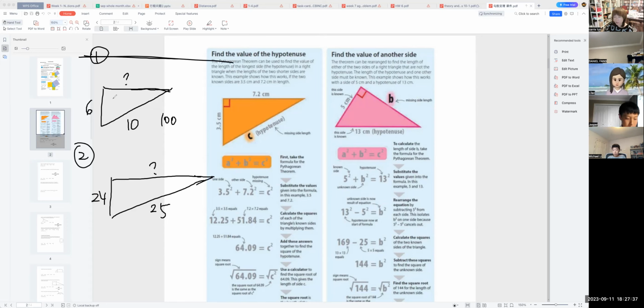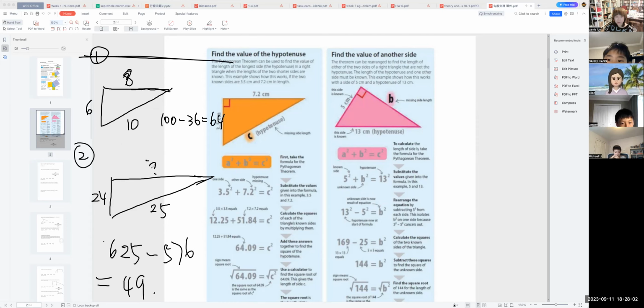So 100 minus 36 equals 64. So 64 equals 8 squared, so this is 8. And 25 squared equals what? 625. Thank you. Okay, so minus 576 equals 49. So 49 equals 7 squared, so that's why this one equals 7. Good job. Very good.